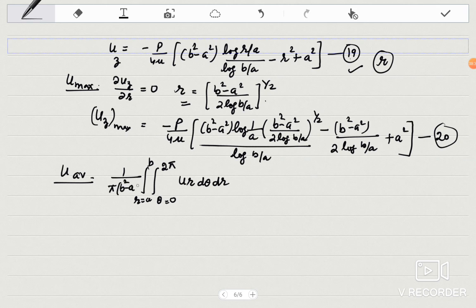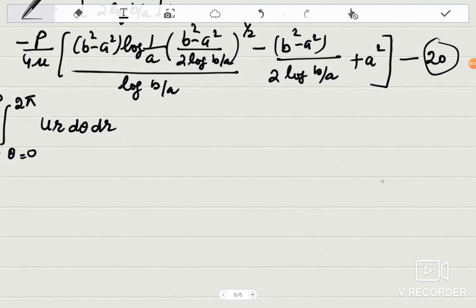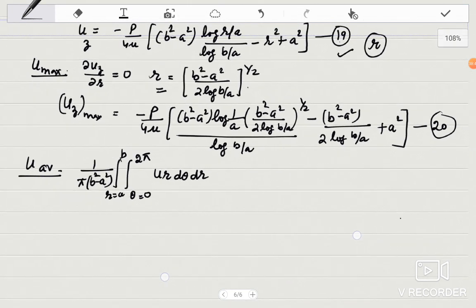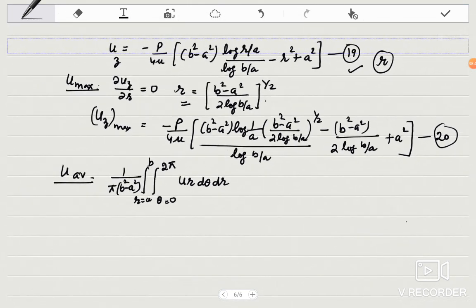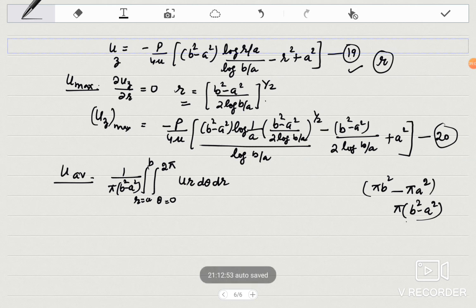(b² − a²), because you have to consider the area of the annular region. So area of the cross section due to outer cylinder will be πb², and area of the cross section due to inner cylinder will be πa². So subtract the two to get the area of the annular region cross section. So it is this much. So I'll divide u flux by 1 upon π(b² − a²).